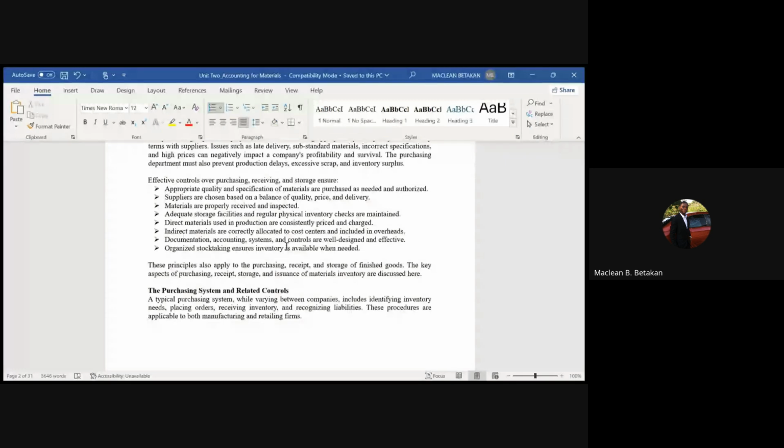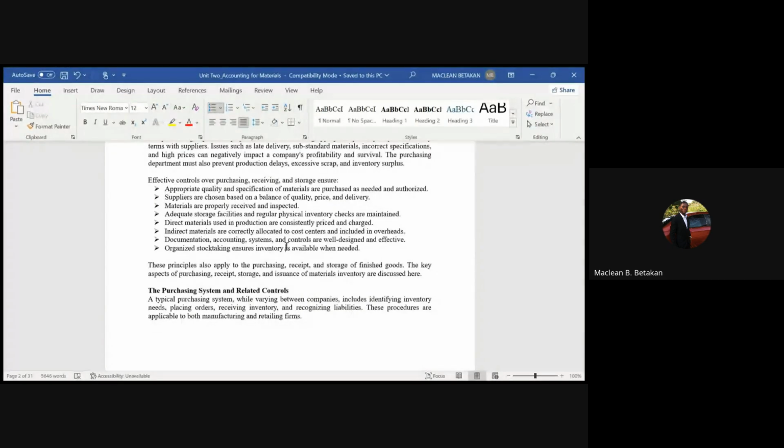Indirect materials are correctly allocated to cost centers and included in overheads. You must also ensure you keep documentation, and that you have accounting systems and controls that are well designed and effective.